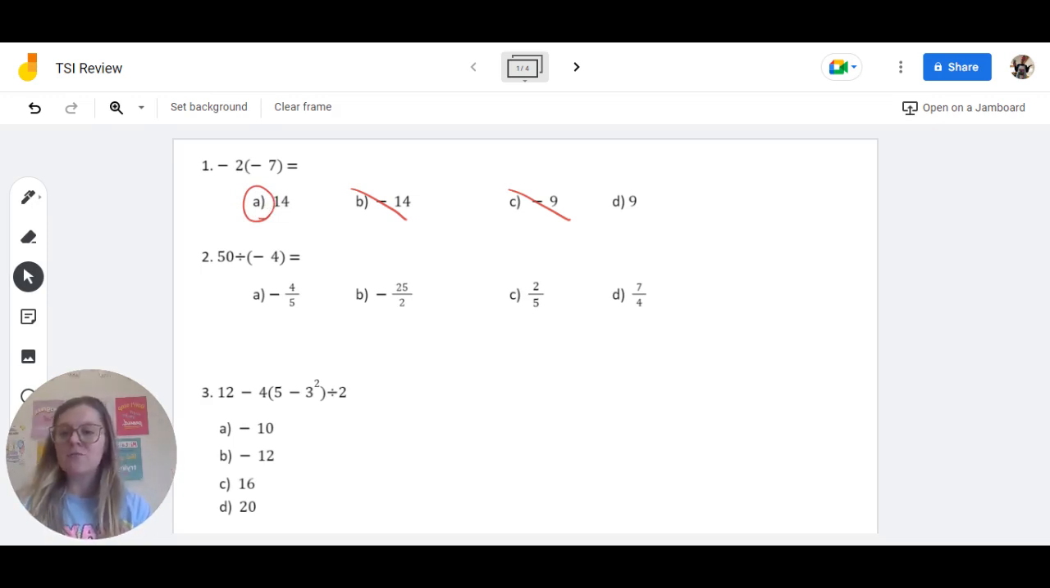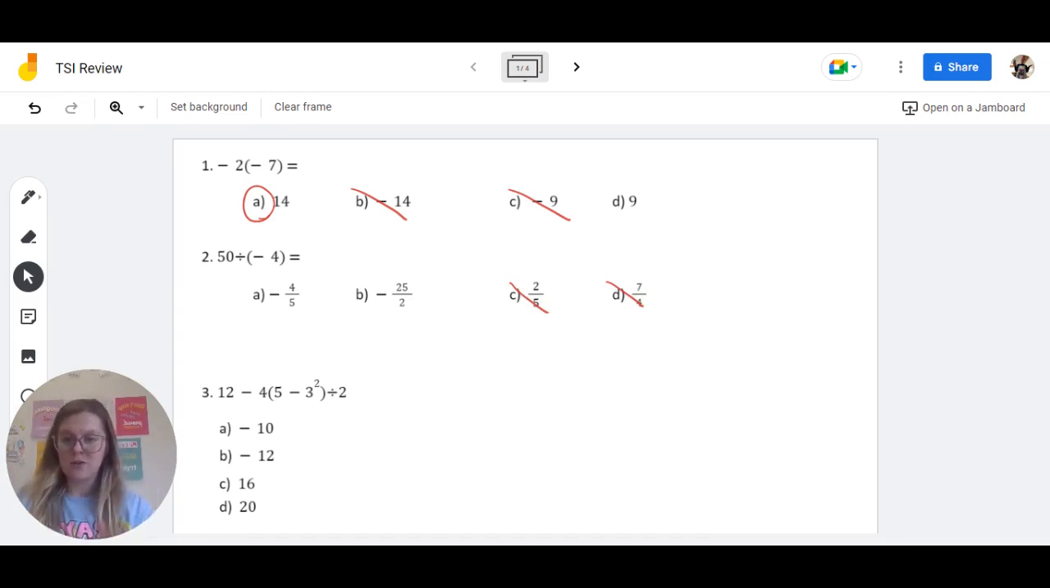Okay, next one, I have 50 divided by -4. Again, I want to get rid of the choices that don't make sense. So I have a positive divided by a negative. One positive and one negative is going to keep it negative. So I'm going to get rid of C and D here because those are both positive. And now I need to figure out, hey, what does my answer choice look like?